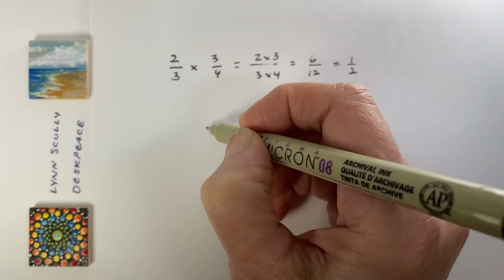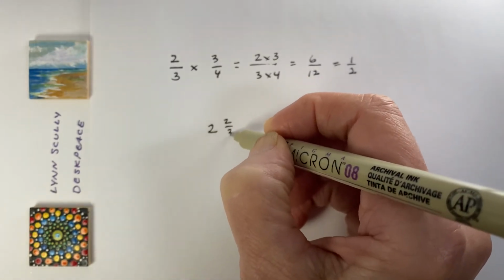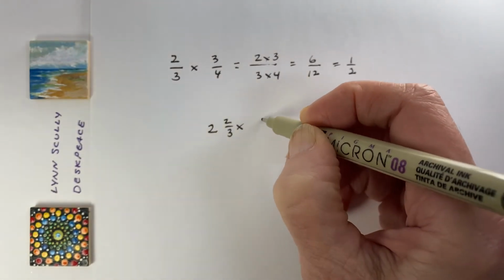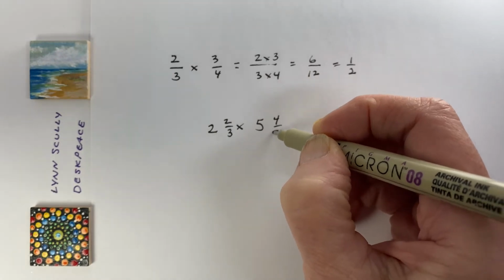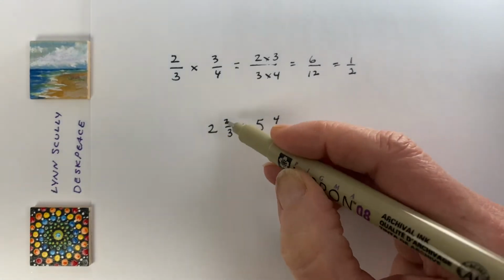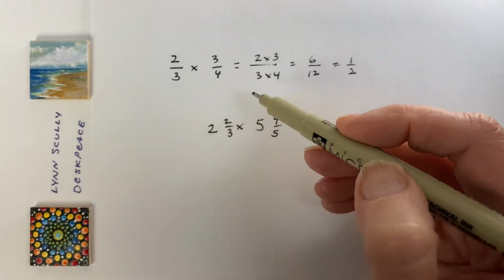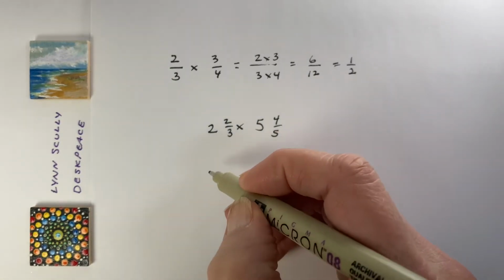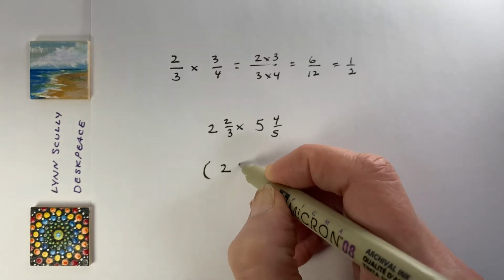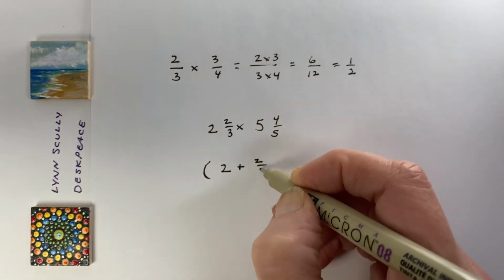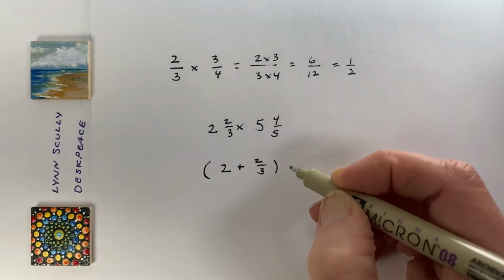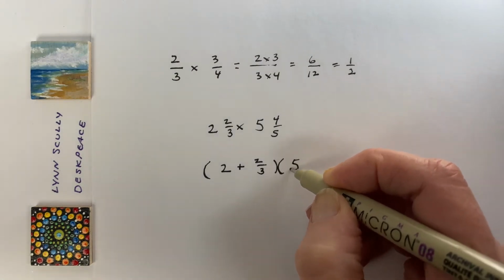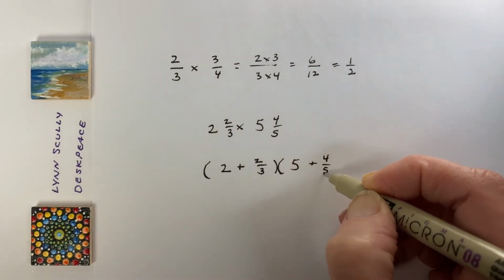Let's say we have 2 2/3 times 5 4/5. We can turn these into improper fractions and do work there, but I want to show you something else to try. We can take that 2 2/3 and write it as 2 and 2/3, which is the same as 2 plus 2/3, isn't it? 2 plus 2/3 times 5 plus 4/5.